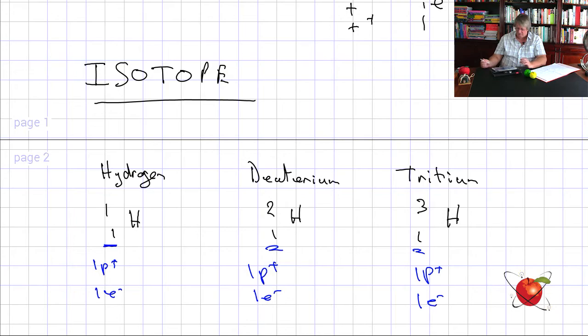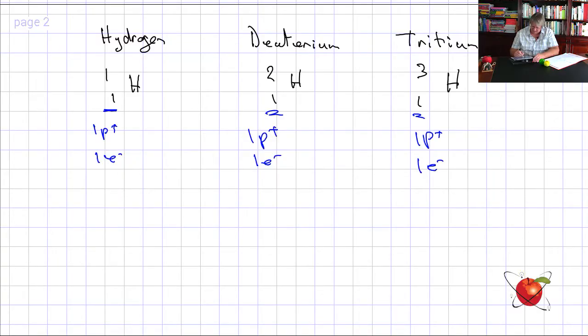What is going on over there? Actually, this is what is happening with an isotope. On the top, the total number of particles in the atom is 1 proton, 1 electron. But here, there's an extra one sitting in there. There's 1 neutron inside here. Here we've got 2 neutrons sitting inside there, because we've got 3 minus 1, so there's 2 neutrons.